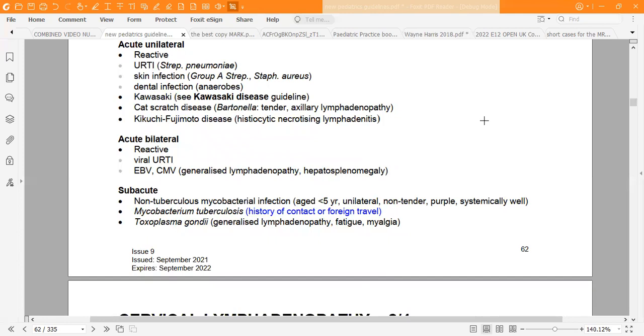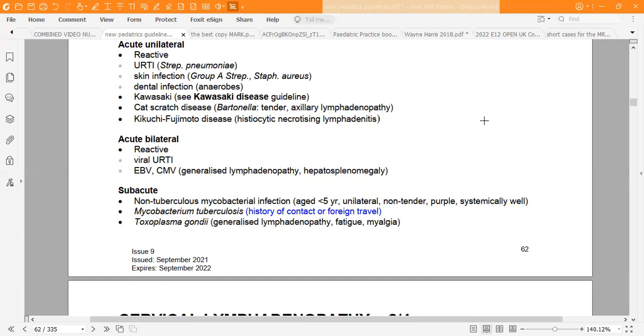Subacute, in the form of non-tuberculous mycobacterium infection, is very common in ages less than 5 years. It's going to be unilateral and non-tender. The overlying skin is discolored, purple. And the patient is systemically well, he's playing around, he's doing fine, but he has only this unilateral lump, non-tender, it's purple. So you have to think about non-tuberculous mycobacterial infection.